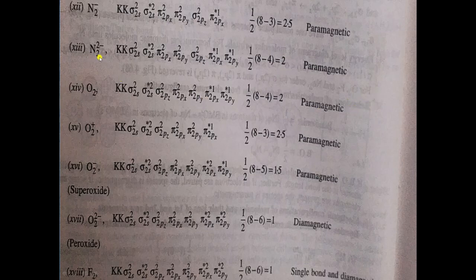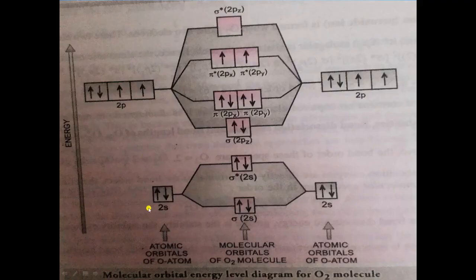In the same way, N2 2 negative. When you draw the energy level diagram, here you will take the nitrogen negative ion and here also you will take the nitrogen negative ion. When you fill electrons, here you will fill 4 electrons and here also you will fill 4 electrons for the nitrogen negative ions. So the energy level diagram for the nitrogen 2 negative ion will be the same as the dioxygen molecule.